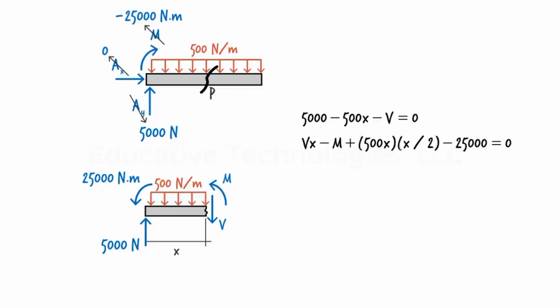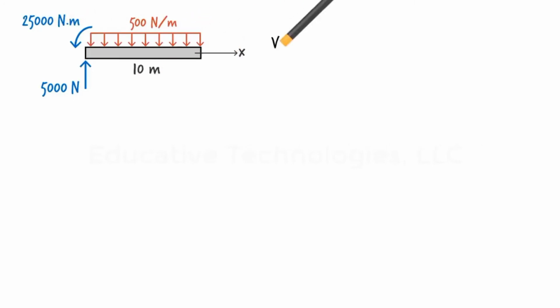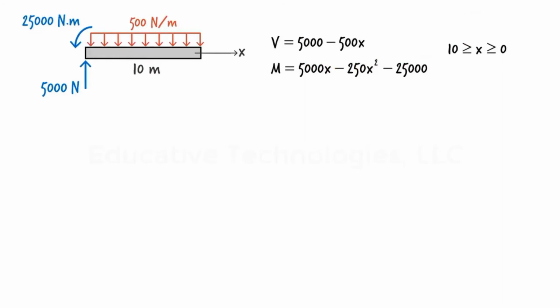Solving these equations for V and M in terms of x, we get V equals 5,000 minus 500x. M equals 5,000x minus 250x squared minus 25,000. So, these are our shear and moment equations. We can use them to calculate shear and moment at any point along the length of the beam.